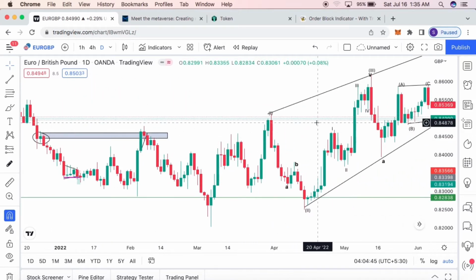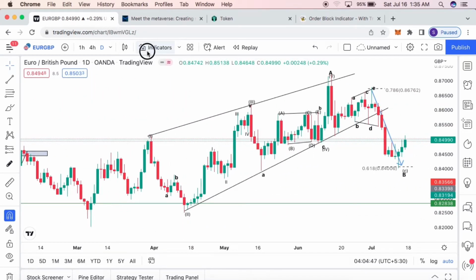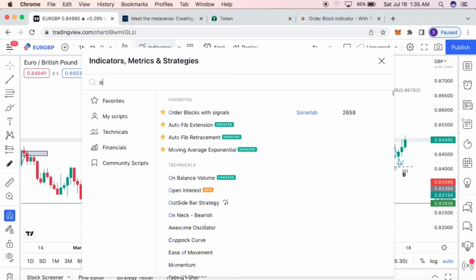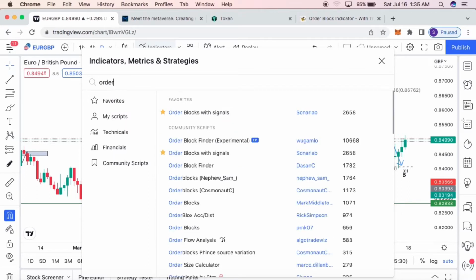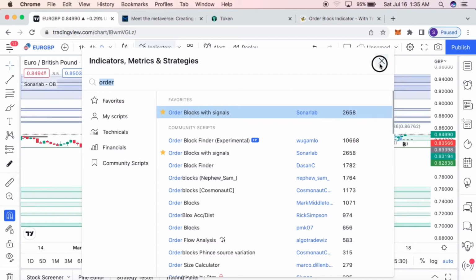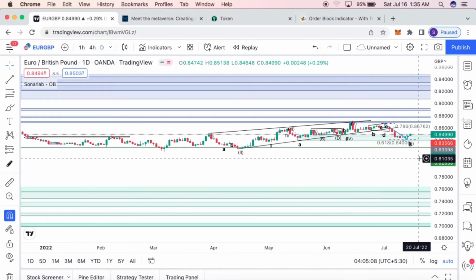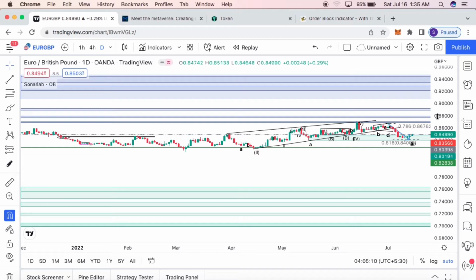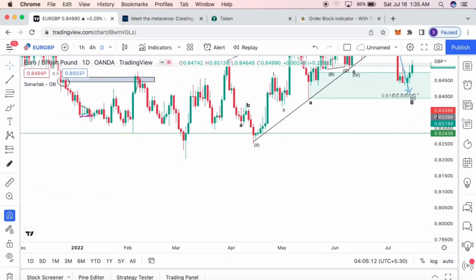So the first thing we are going to do is add an indicator called order block. Remember, this is an indicator. You can use your eyes to look out for the order blocks, but again, there is already an indicator. So this is the indicator right here. It's called order blocks with signals. When I add it, this is how it will look. But again, I'll just zoom out like this.